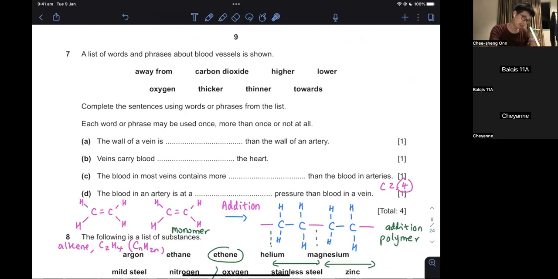This is a biology question, so perhaps you can help me with this. I'm terrible with arteries and veins. Chayan, what do you think? The wall of a vein is thinner than the wall of an artery. Is that correct? Do you know why?